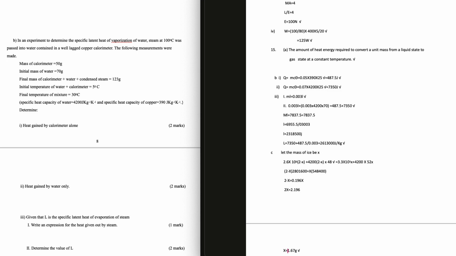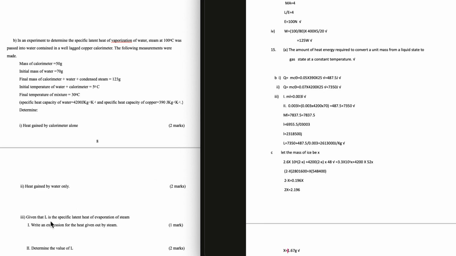Determine heat gained by the calorimeter alone. This is it, right? Determine heat gained by water only. Here it is.